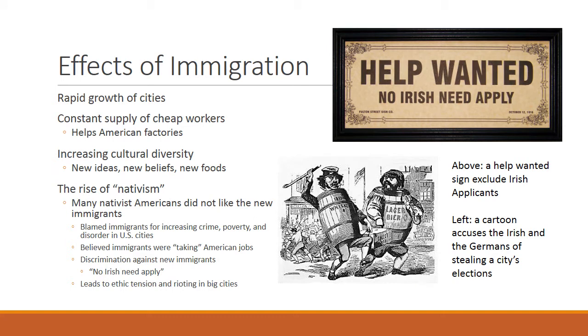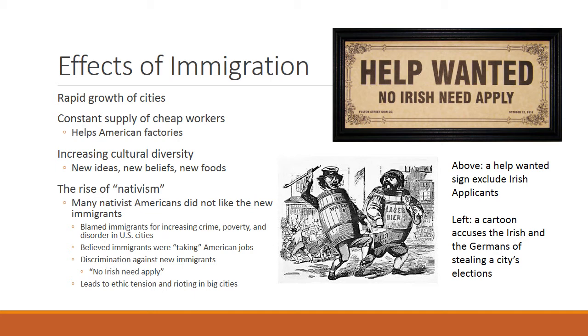The effects of all this immigration were many and important. The first is just that there was a rapid growth of cities. Lots of the immigrants, especially Irish immigrants, had nowhere else to go once they arrived, so they stayed in the cities where they originally got to. And this led to a huge growth in the number of people living there. Another thing this did is it gave these cities a constant supply of cheap workers. These guys would take basically any job they could get, and this helped American factories to hire workers and to stay competitive by paying them less than they would pay other people.